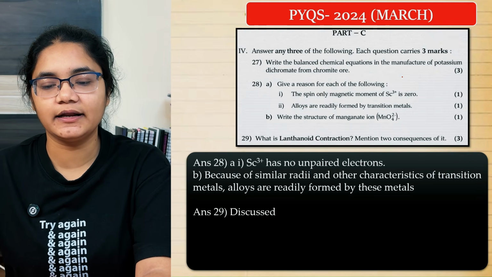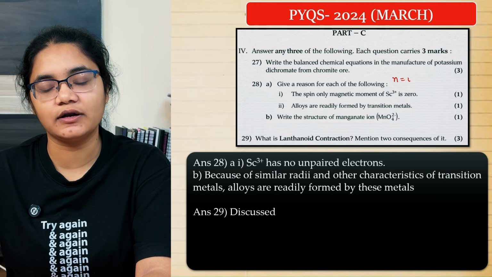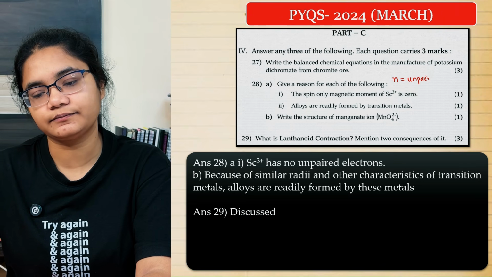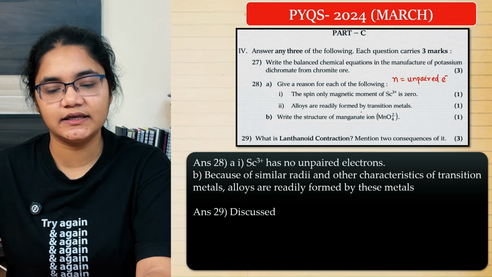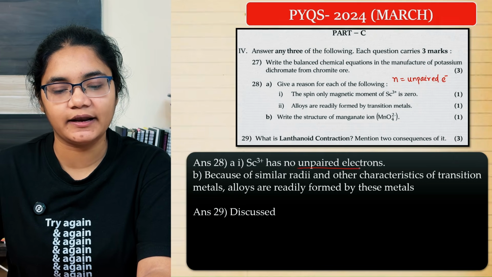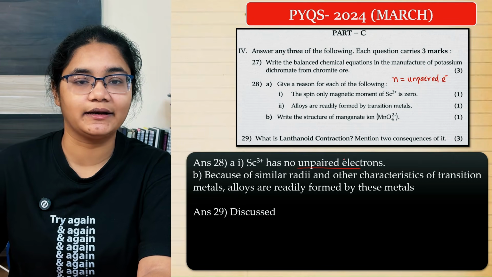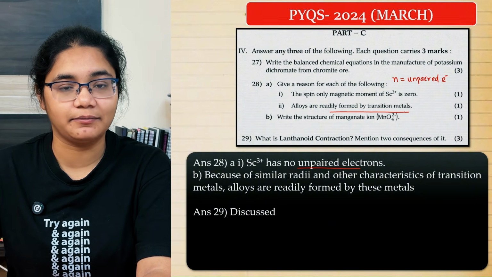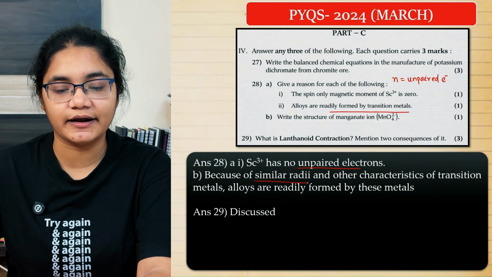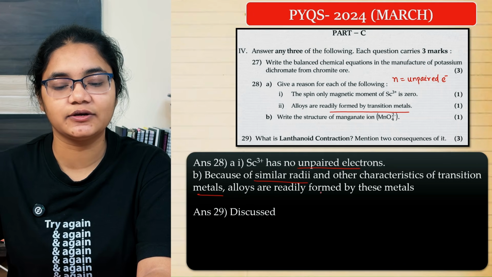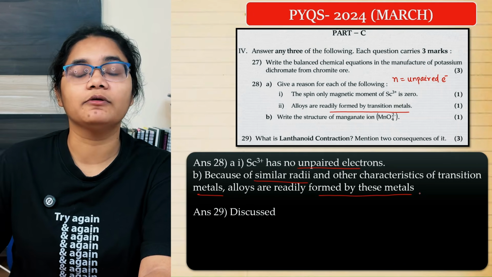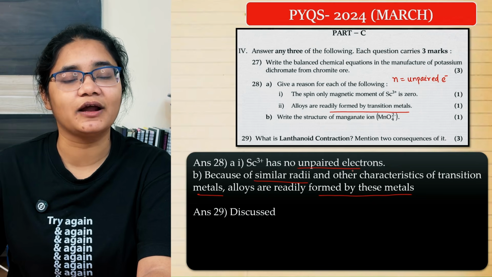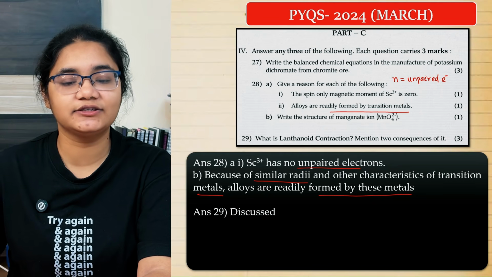Next question number 28, the spin only magnetic moment of scandium 3+ is 0. So see, this magnetic moment depends on what? n is the number of unpaired electrons, right? And if you see here, scandium has no unpaired electron, so that is why the spin only magnetic moment of this one is 0. Next, alloys are readily formed by transition metals. Because of similar radii and other characteristics of transition metals, alloys are readily formed by these metals. You can see bronze, brass, they all contain transition elements.